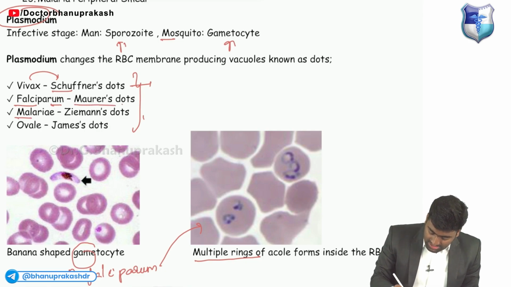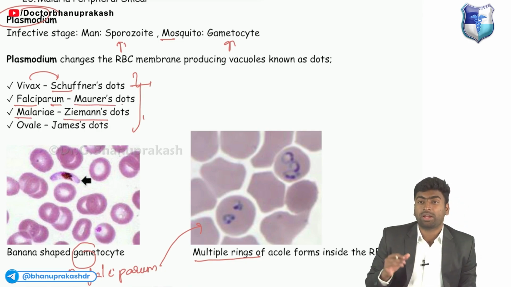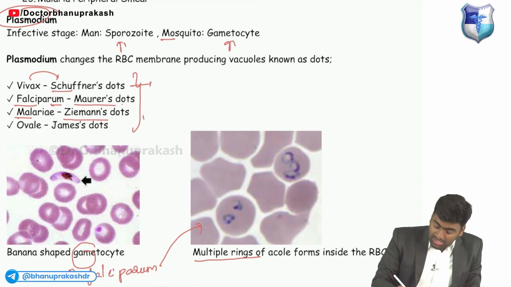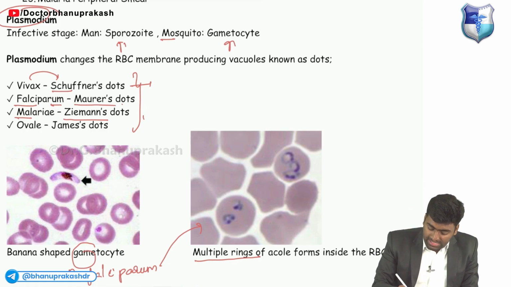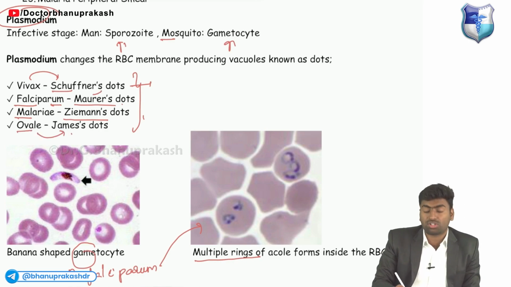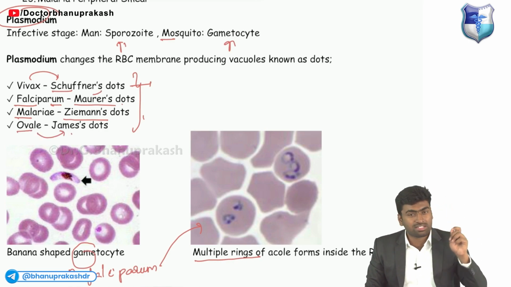And in malariae, you will see Ziemann's dots. Vivax, you will see Schuffner's dots. Falciparum, you will see Maurer's dots. And ovale, you will see James's dots. So let's read and remember these dots one more time and you will be able to get this thing.